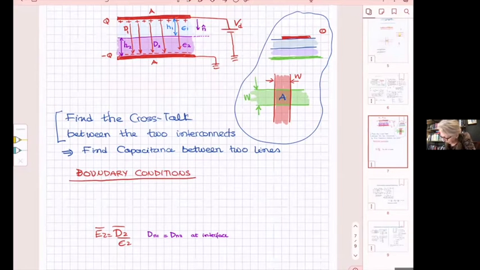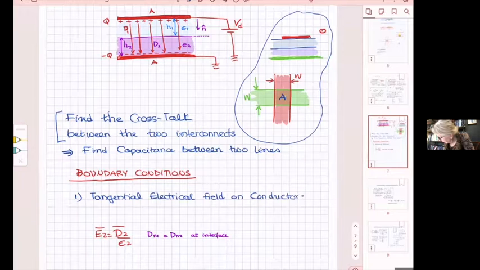First of all, the tangential component, and I will write it here. So number one, tangential electric field on the conductors is 0, okay? So on the top and bottom conductors, the E tangential, if this is conductor 1 and this is conductor 2, on 1, 2 is 0. So this is one condition.